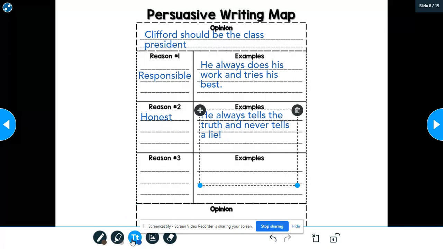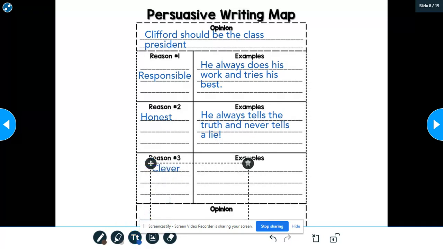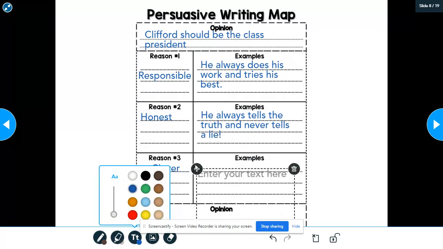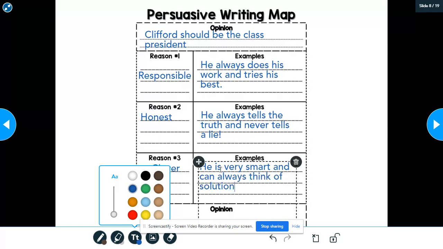And then your last one, say Clifford is clever. And then prove your example. Prove that he's clever. He's very smart and can always think of solutions. Good. So make sure you click submit there. And this is basically going to be your pre-writing. This is how you're going to organize your thoughts of how you're going to write your speech.